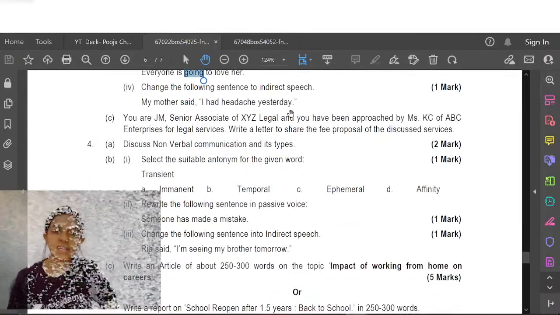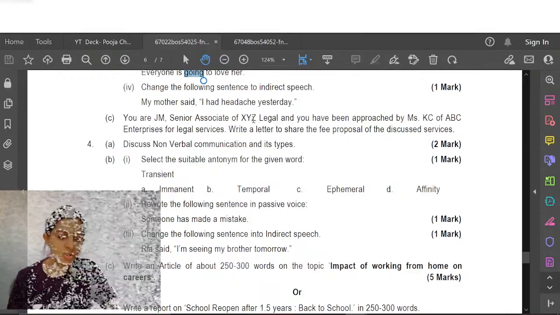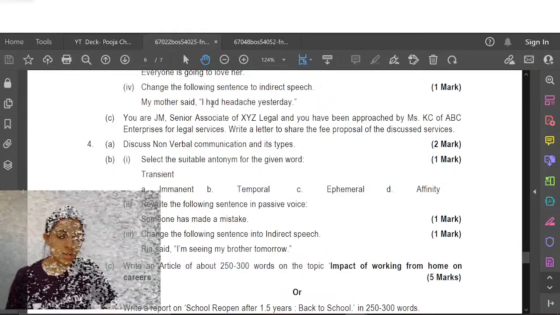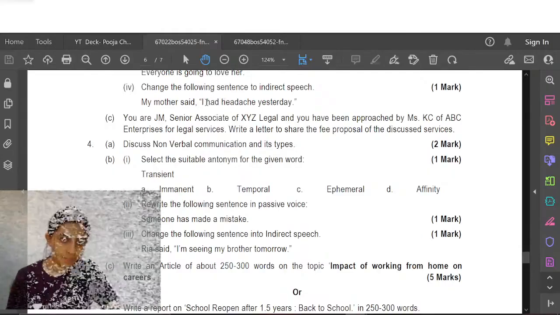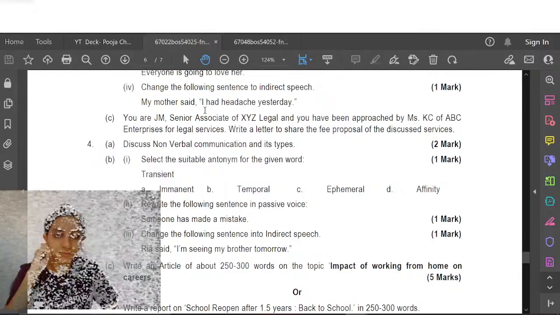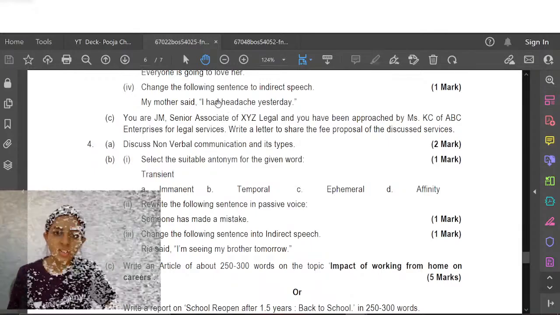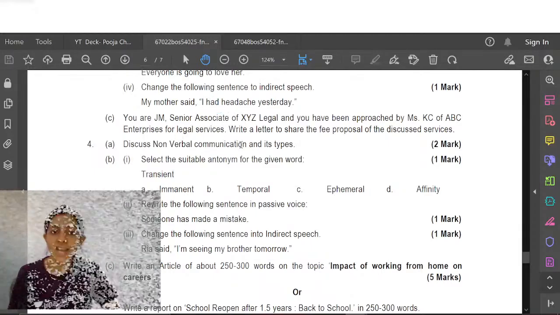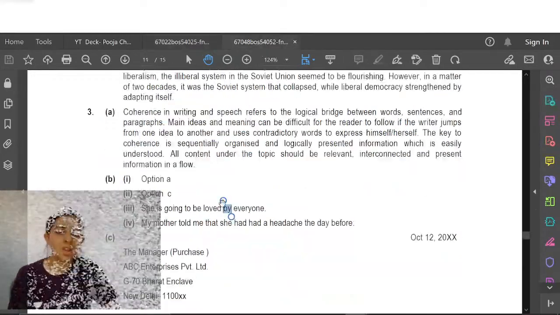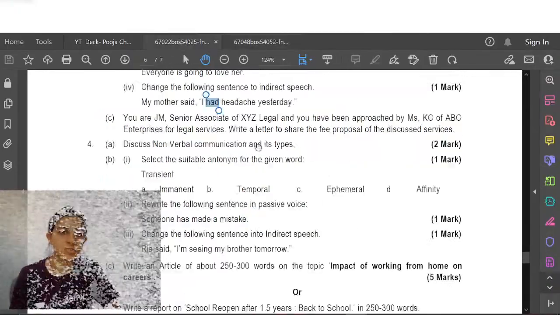My mother said I had a headache yesterday. I think this is very easy. My mother told me that she, now, had is your past, right? Now I need to write down past perfect. So for past perfect, you take help of had. Your main verb is had. So it will become had had a headache yesterday. There will be two hads here. One is for past perfect and one is your main verb. Okay, let's go to the next one.